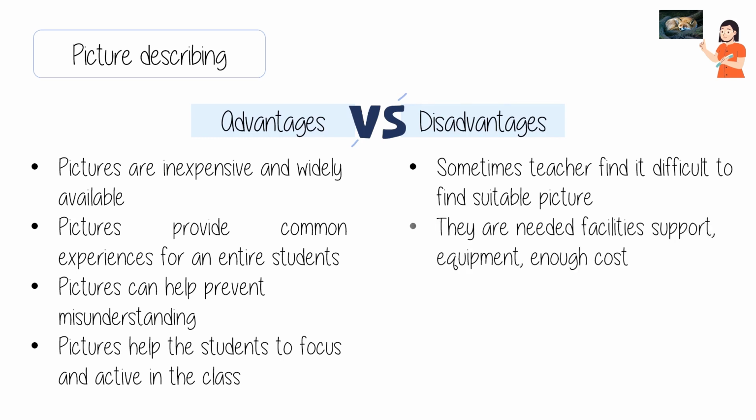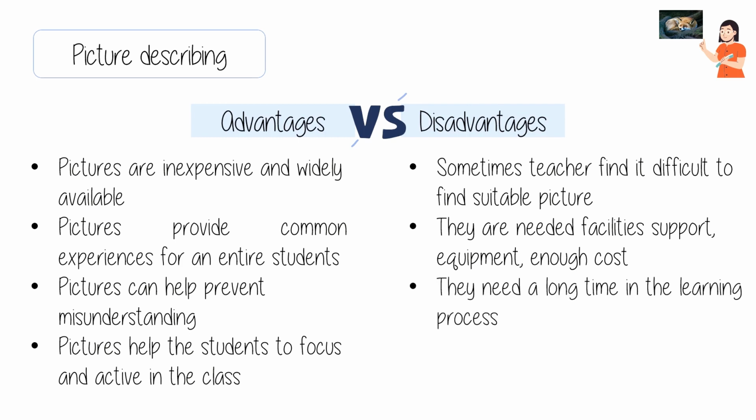The second disadvantage is that there are needed facilities, support, equipment, and enough cost. Well, if describing pictures, we need something to show it, not only just a handphone or maybe a laptop because it's small. We need bigger photos, so the teacher can use an LCD. But the LCD or the projector is quite expensive, especially for schools in rural areas.